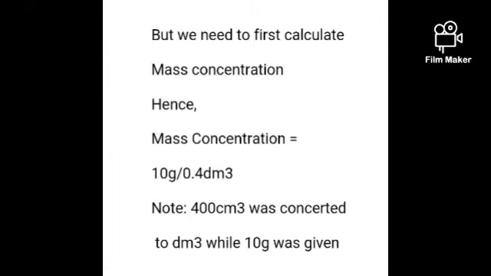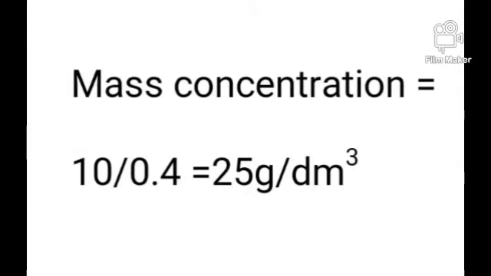Then, if you look at the slide in front of you, we have converted the 400 cm cubed to 0.4 dm cubed. That is dividing it by 1000. And we have taken note of the mass, that is 10 grams of the acid, which was also given in the question. Going further, we are going to divide that 10 grams by 0.4 dm cubed, which is the volume. That will give us 25 grams per dm cubed as the mass concentration.